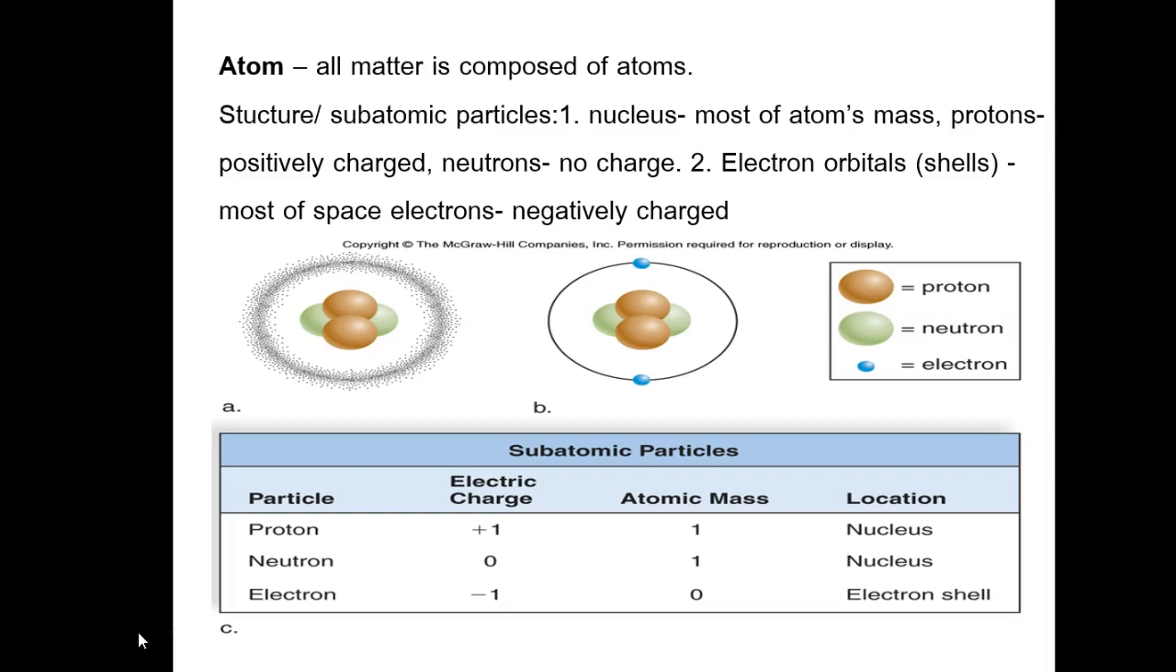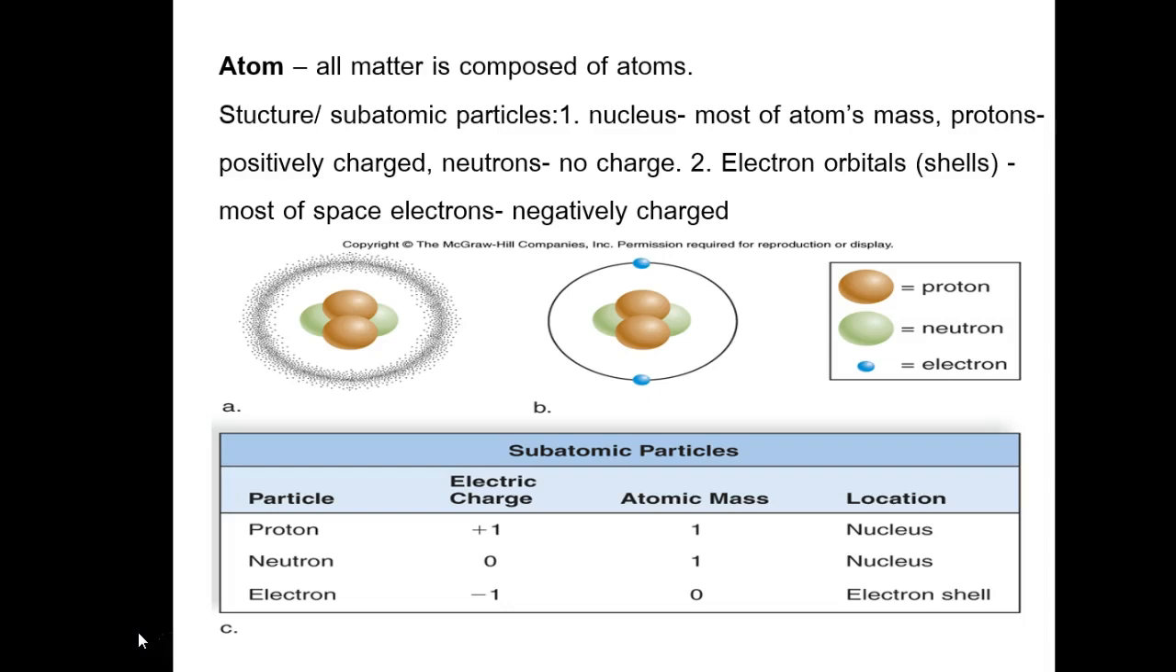All matter is composed of atoms. Atoms are structurally made up of subatomic particles in the nucleus, which is most of the mass of the atom. You have protons, which are positively charged, and neutrons, which have no charge. So nucleus, protons, positively charged, neutrons, no charge.